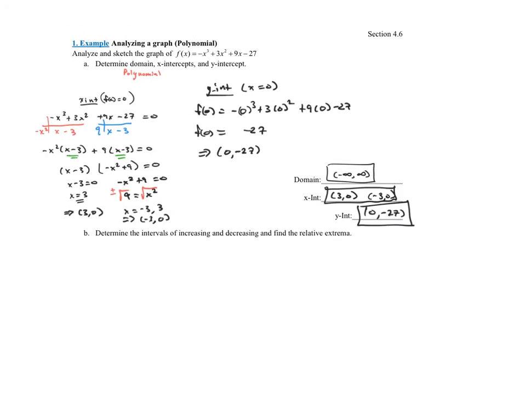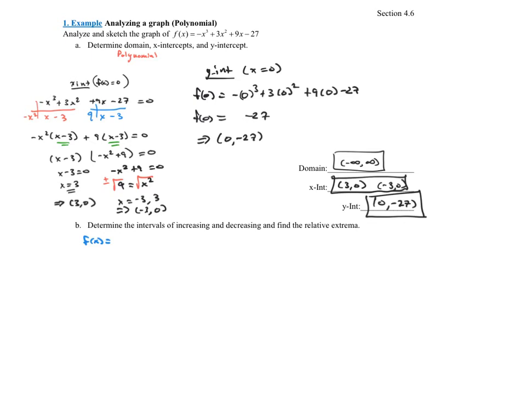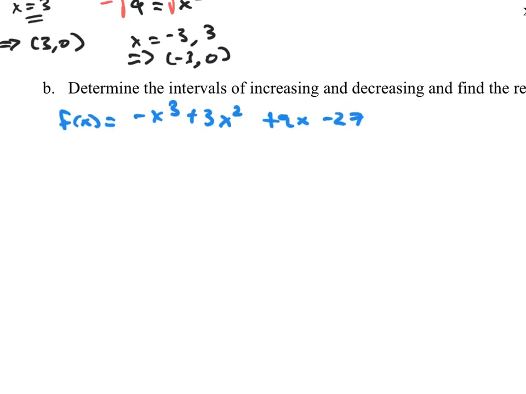Okay, so now that we've analyzed the original function, we want to start analyzing the derivative of the function. So I'm just going to remind myself here. I'm going to write down the original function. The original function was negative x cubed plus 3x squared plus 9x minus 27. So that was my original function. Now I want intervals of increasing, decreasing, and relative extrema, so I need to analyze the derivative of the function. So let's go ahead and find that derivative.